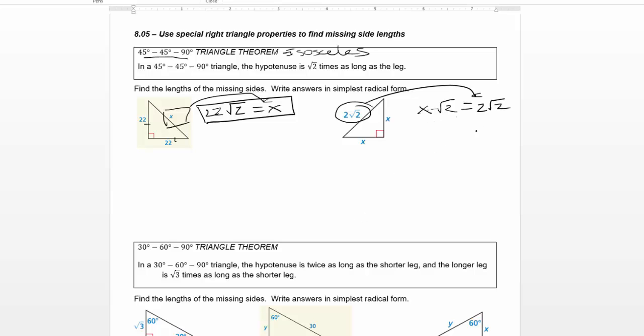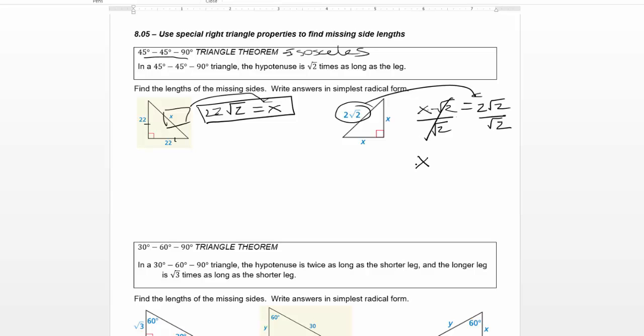There's a lot of ways you could solve this. You could solve it by just inspection, by looking at it and telling what x has to be. If you aren't positive what it needs to be, you can do a little bit of algebra to get x by itself, just like we would any other equation. If I want to get x by itself, I'll divide by what's being multiplied to it. Divide by square root of 2.